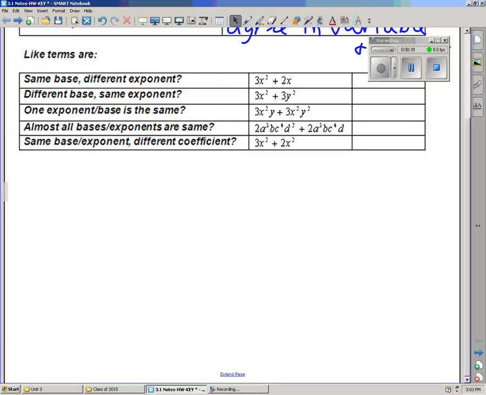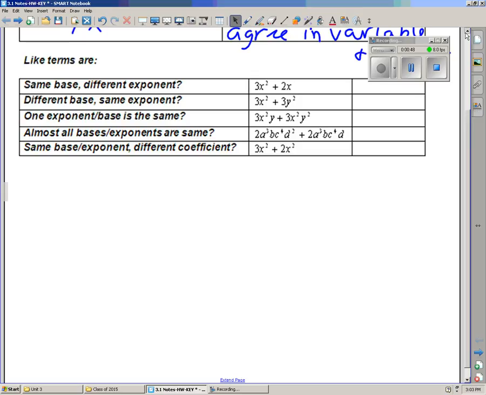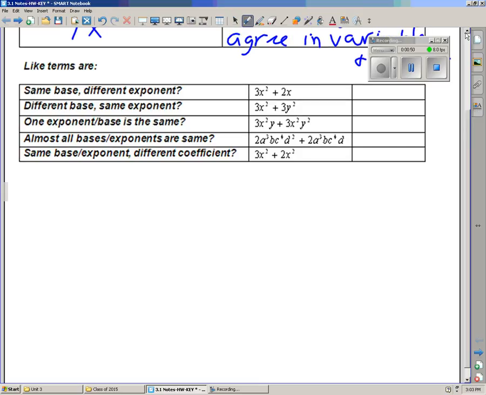Same base and different exponent, 3x squared plus 2x. Are they like terms? And the answer should be no. What about if you have different bases but the same exponents? 3x squared, 3y squared. Well, they're not like terms either. If one exponent or one base is the same, but not everything is the same, then again, no, they're not like terms.